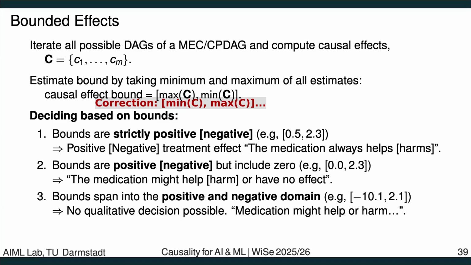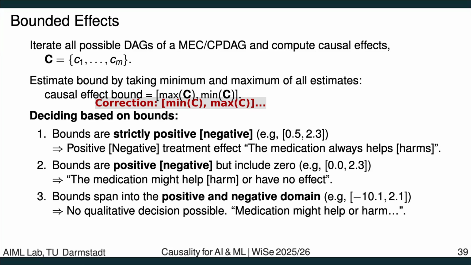So let's say you have a medical treatment. And so it's really easy. If the effects are always positive, with minimum and maximum bound, then the medication always helps or harms, depending on how you phrased your query. If the bounds include 0, then it might help or harm or have no effect. Or if it goes in the positive and negative domain, you can't make any assertion about that.